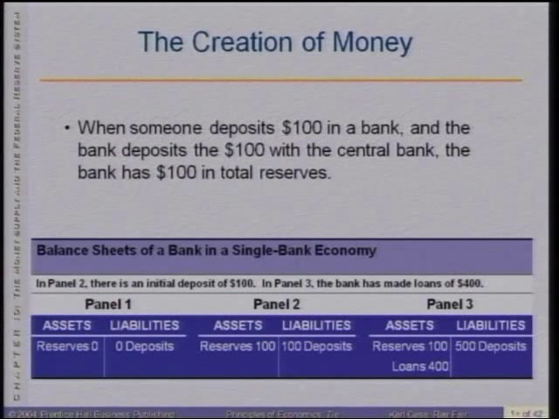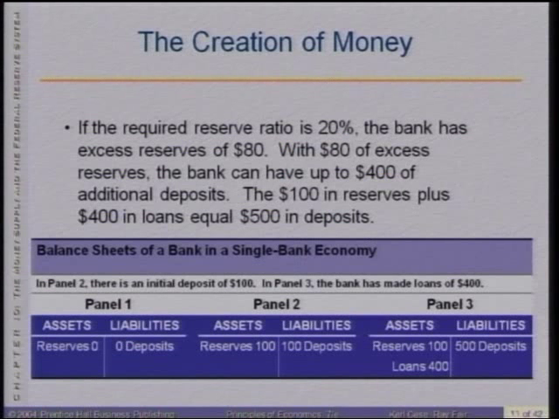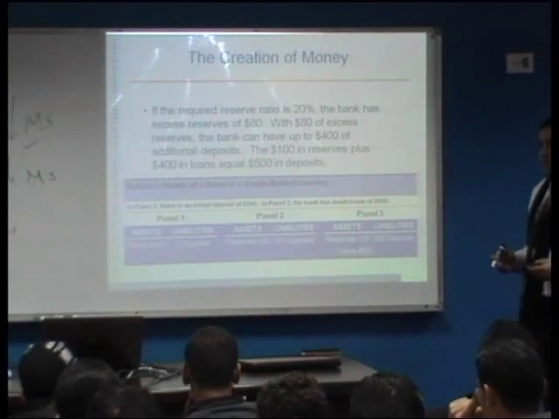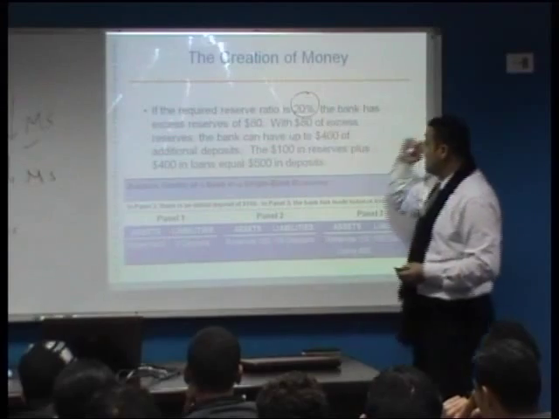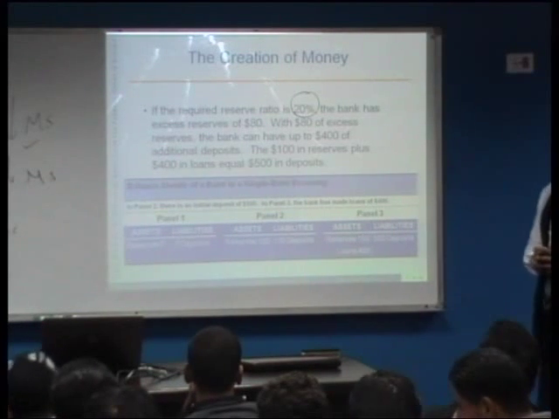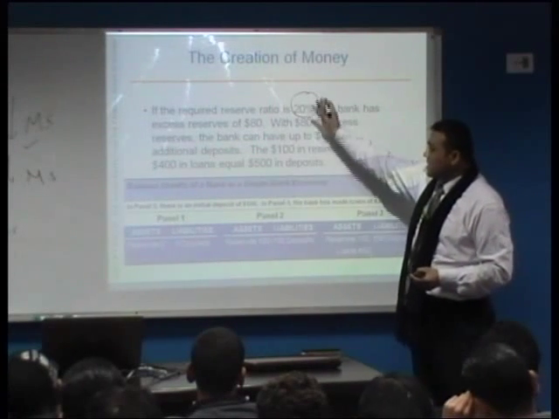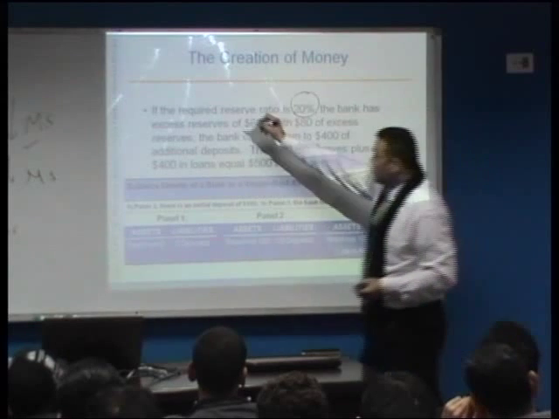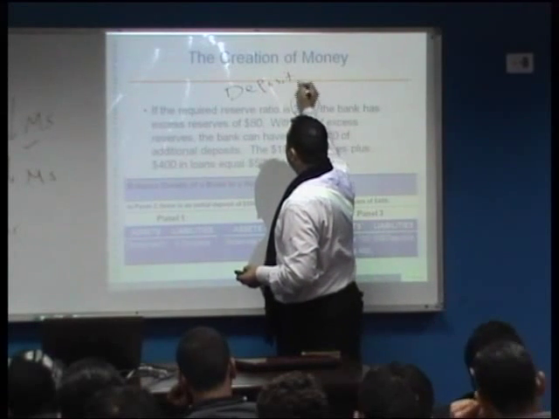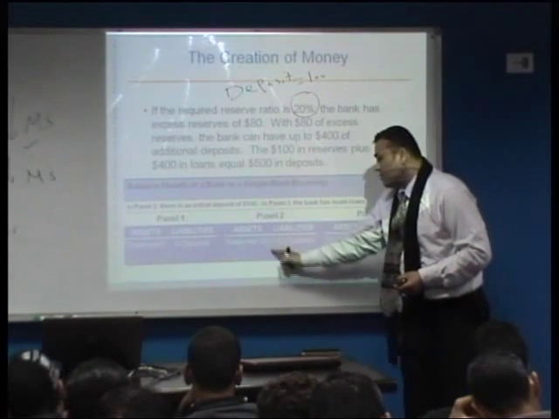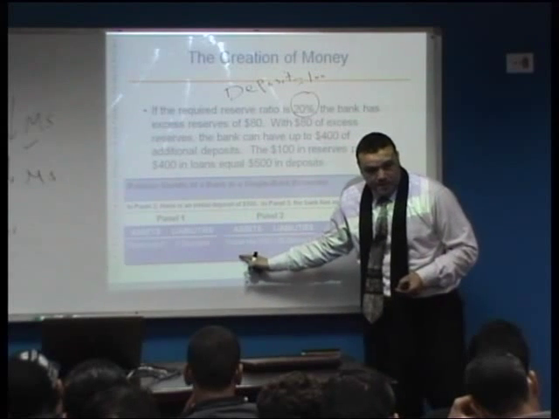Suppose, let's go to this example or the exercise. As you see, if the required reserve ratio is 20%, the bank has excess reserves of what? $80. With $80 excess reserves, in this case, the deposit is how much? $100. Suppose that the deposit equals $100. So as you see, we have a deposit of $100, reserves equal $100, right?